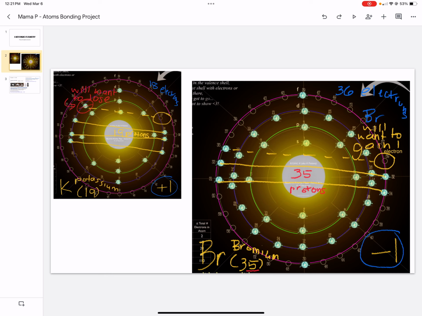Yay! And I'm here if you have any questions at all. I love this, you guys. Getting down to how atoms work is so fascinating.